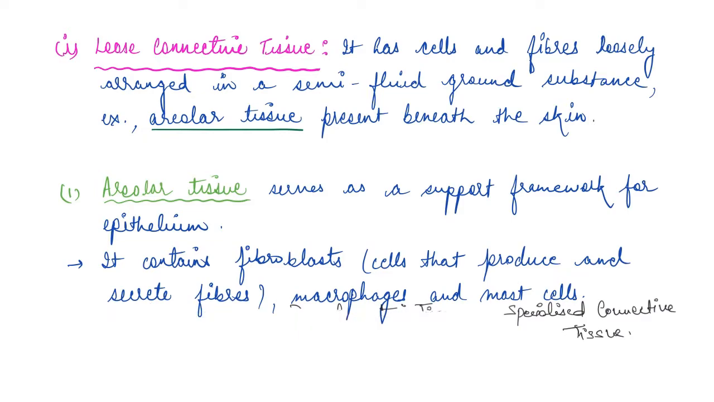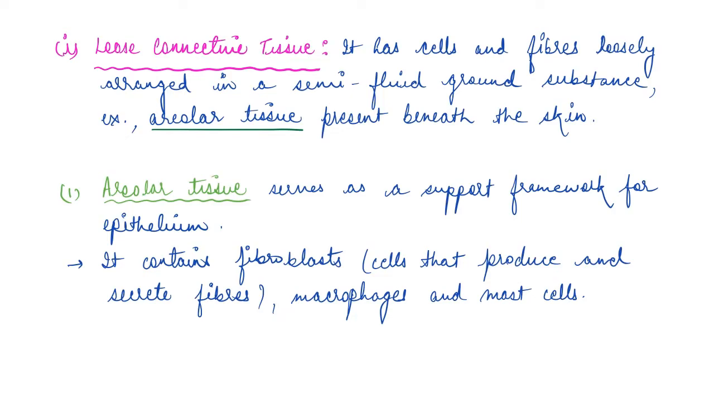What are loose connective tissues? As the name itself suggests, these tissues have cells and fibers which are loosely arranged in a semi-fluid matrix or ground substance. So these are loose connective tissue. Now we are going to study two types of loose connective tissue. One is areolar tissue and the other one is adipose tissue. Remember, both of these tissues are present beneath the skin.